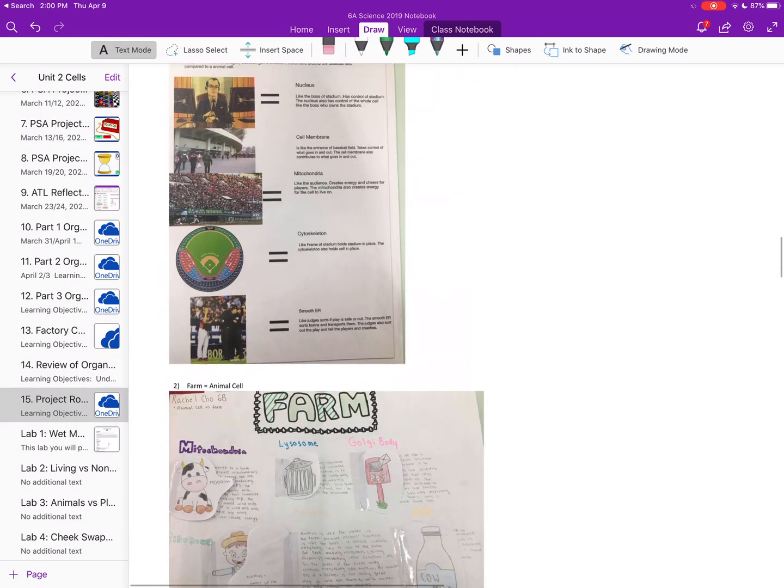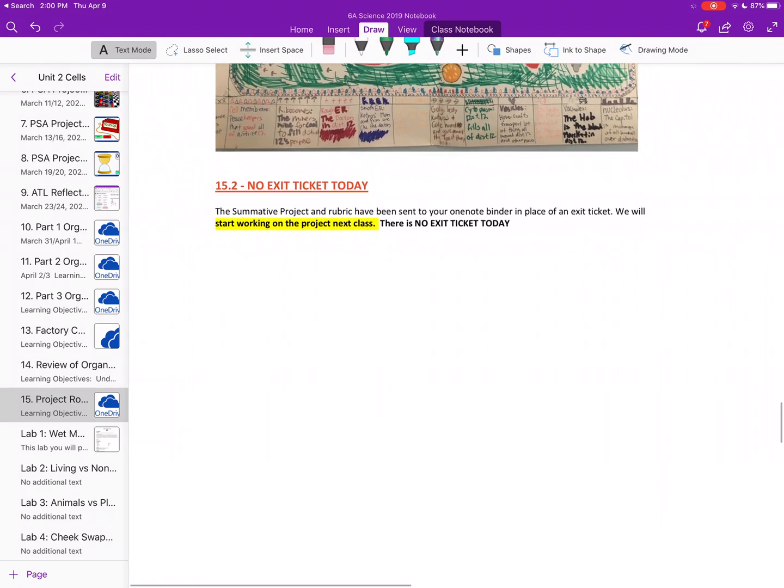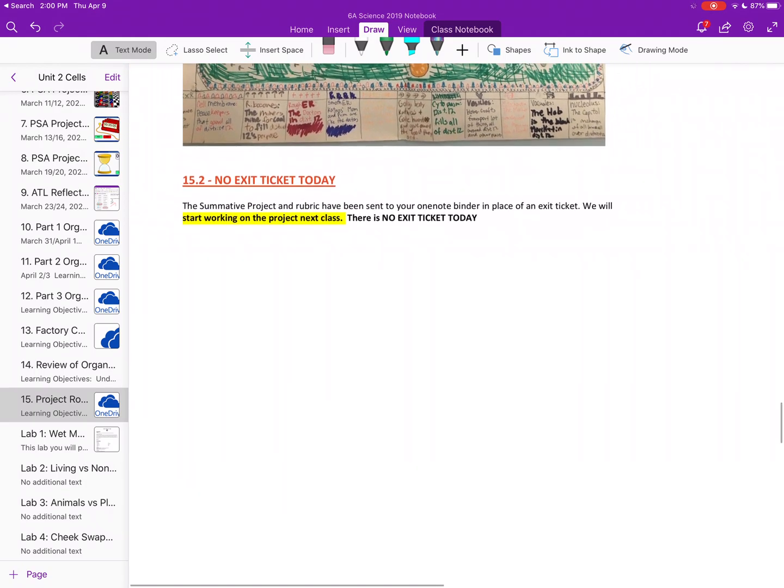So, I went too far. Today there is actually no exit ticket. Instead, I've sent out the summative assessment details to your OneNote binder. We won't actually start working officially until next class. Today there is no exit ticket. I just wanted to make sure everybody understood the instructions clearly.